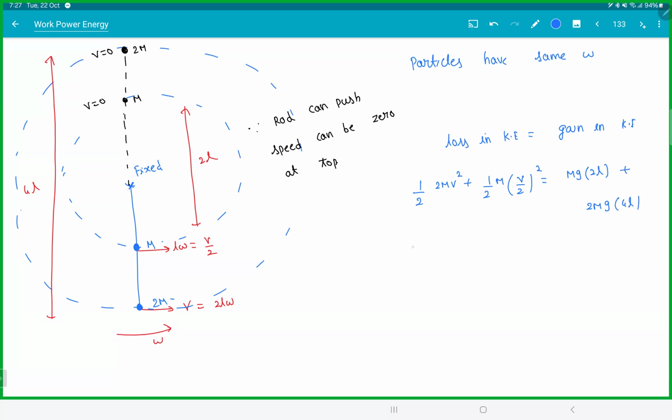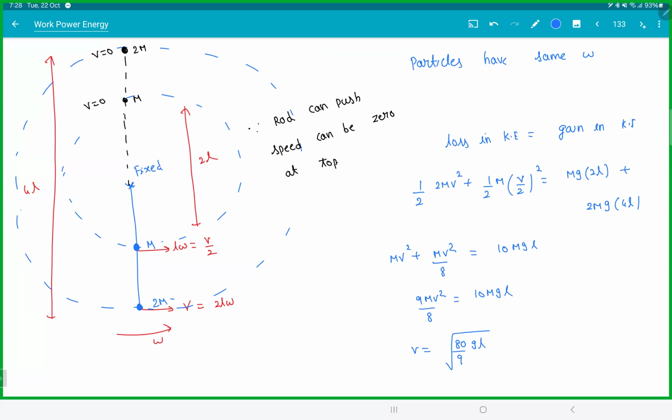Please check your calculations. This is m v square plus m v square by 8. That is 10 mgl. This would be 9 m v square by 8, equal to 10 mgl. V is equal to root of 80 by 9 gl. Right? Check your calculations and see where it went wrong.